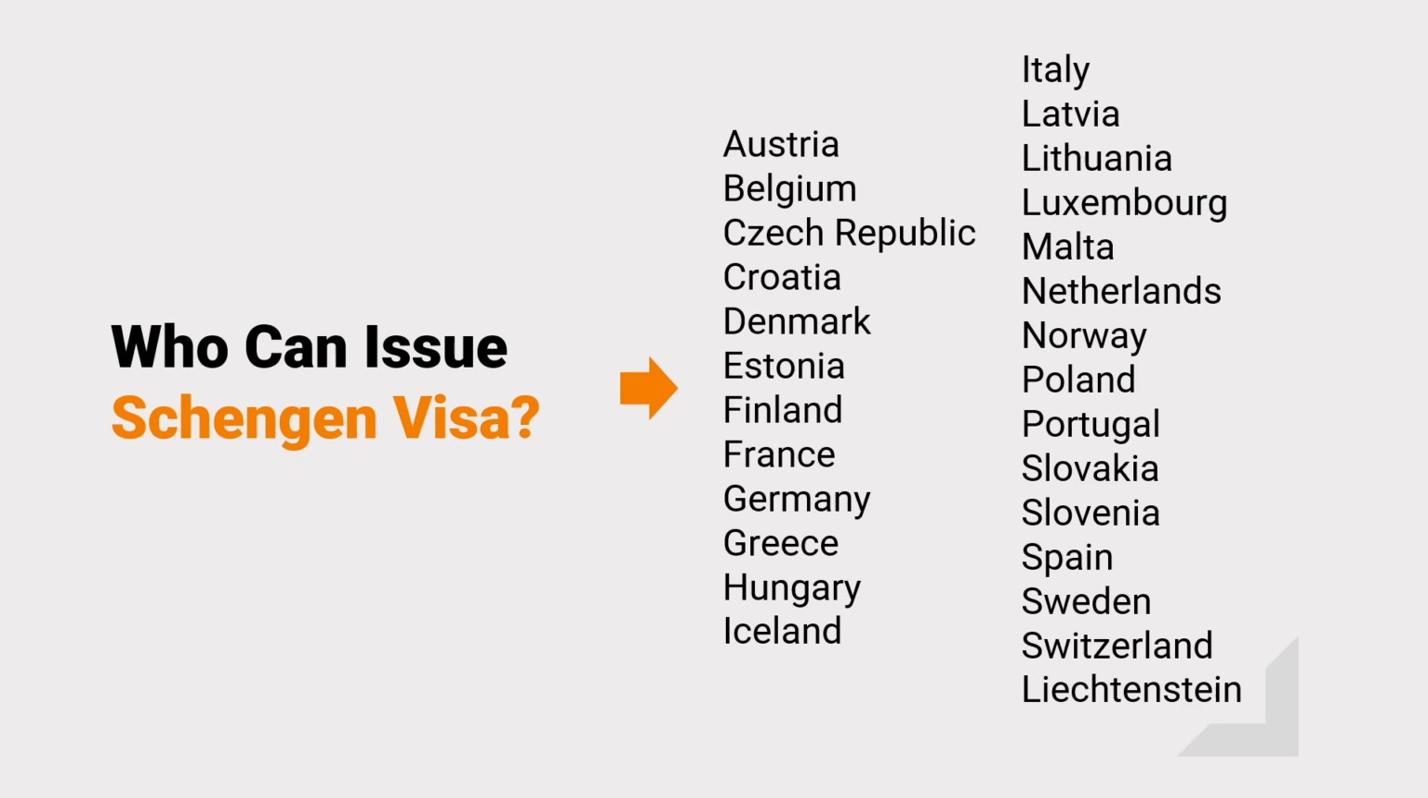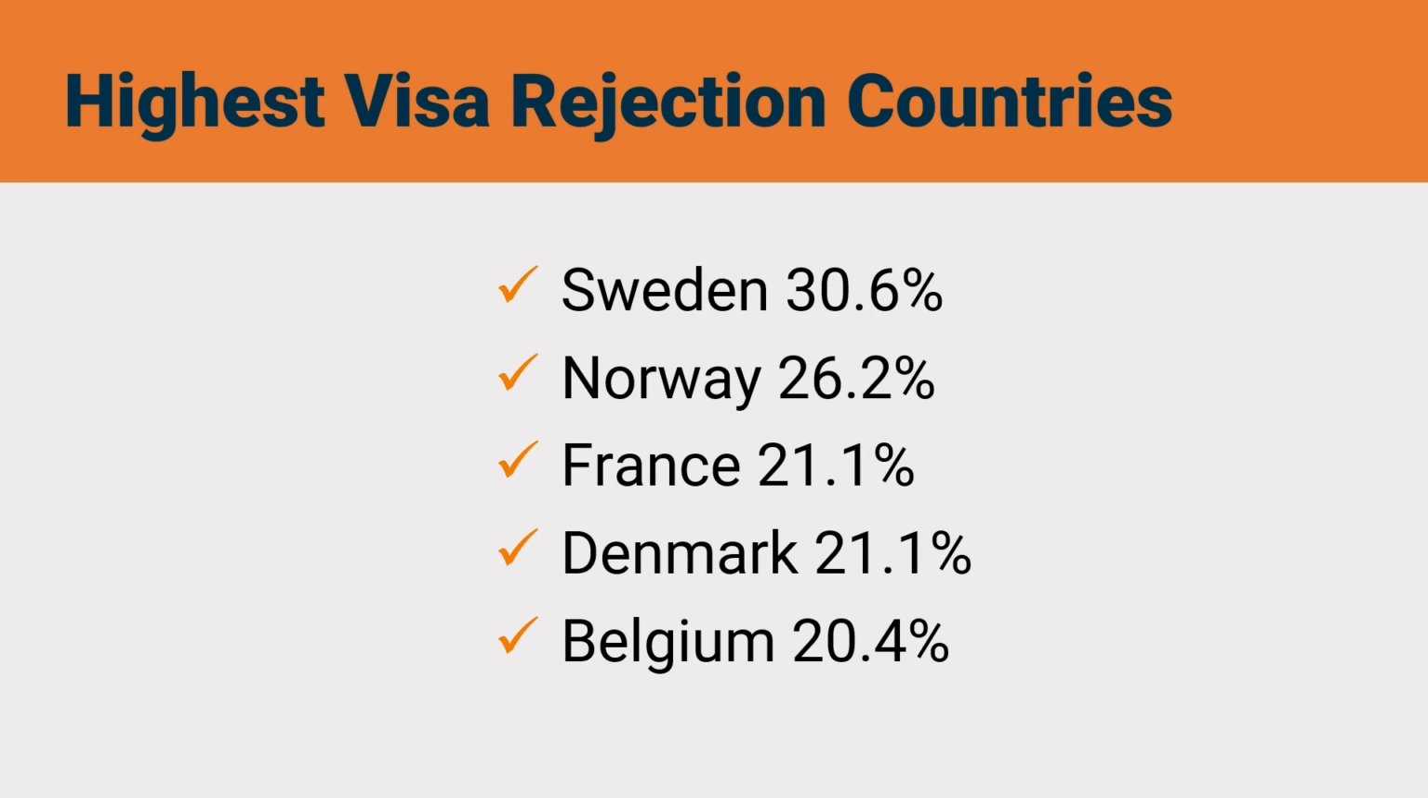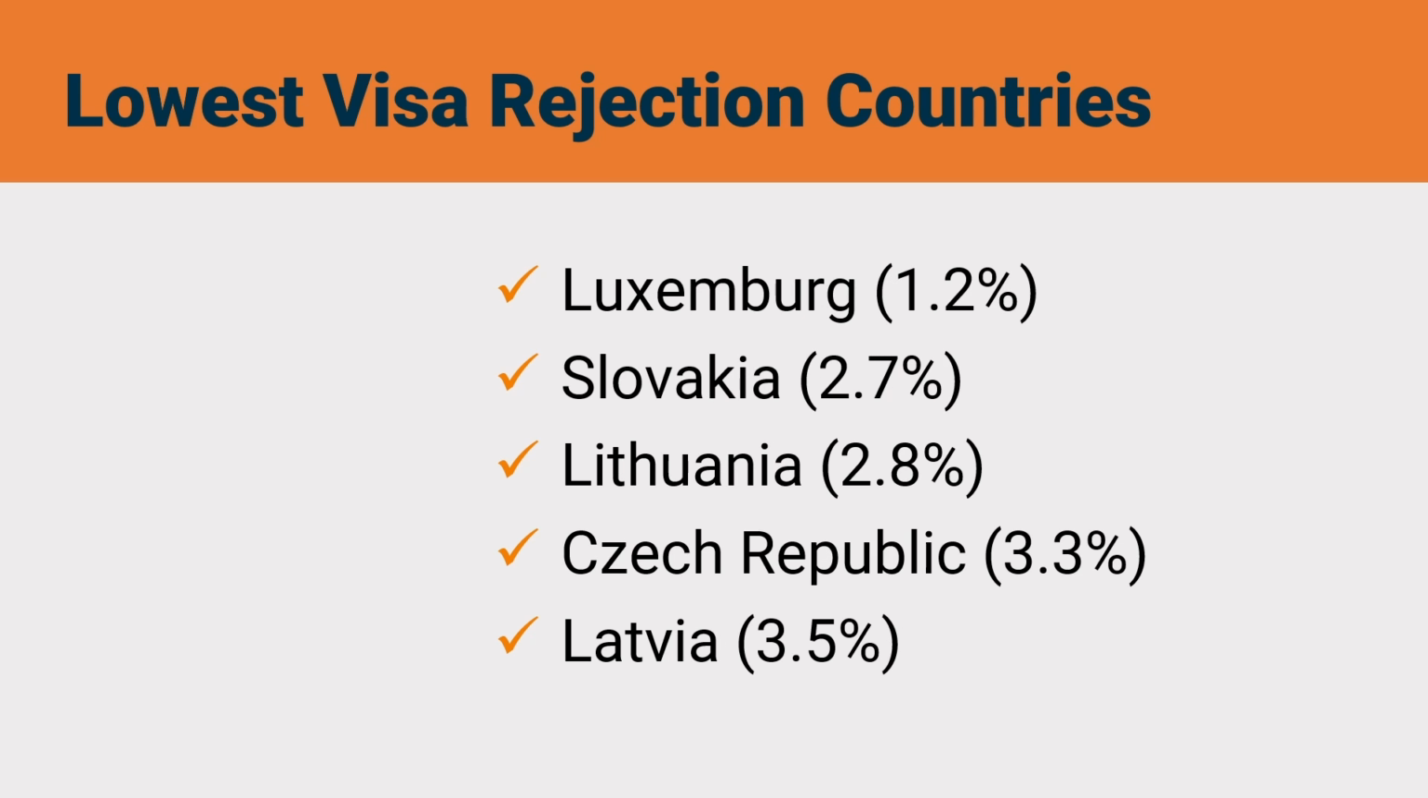Each member country of the Schengen zone can issue Schengen visas. That means the embassy or consulate of these countries can issue Schengen visas. However, the visa rejection rate of each country is different. According to Schengen visa data for 2021, Sweden was at the top of the list with 30.6% of visas rejected, and Norway, rejecting 26.2%, was in second place. The lowest visa rejection countries were Luxembourg 1.2%, Slovakia 2.7%, Czech Republic 3.3%, and Latvia 3.5%.